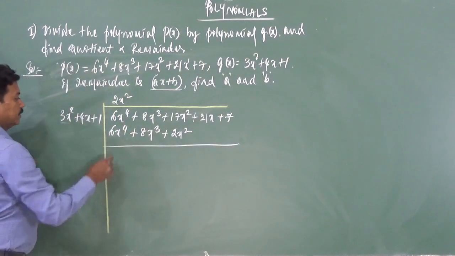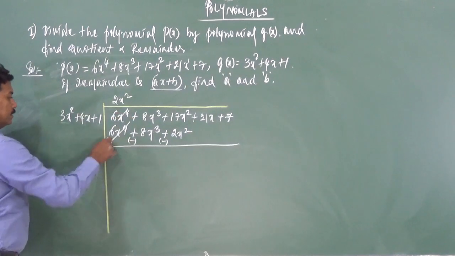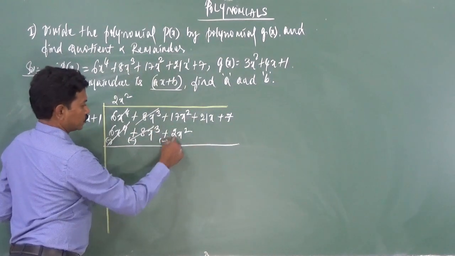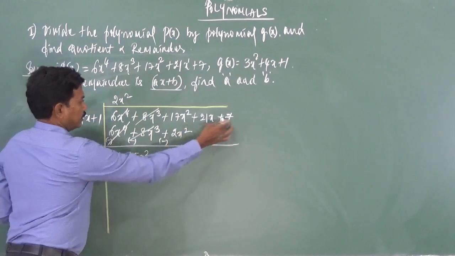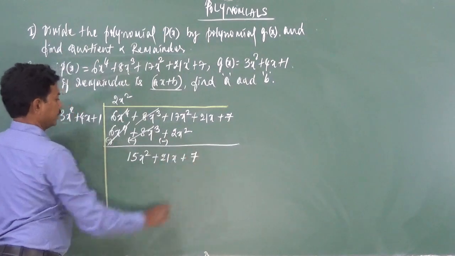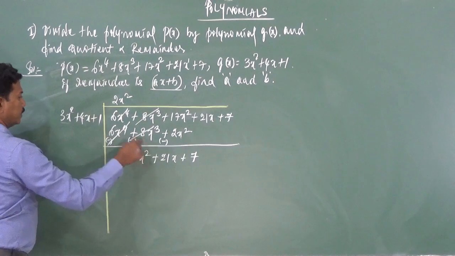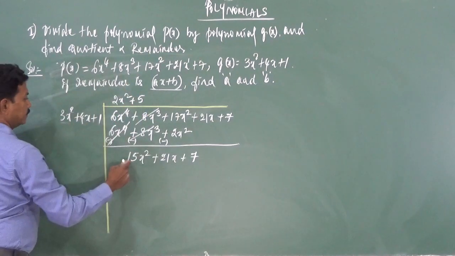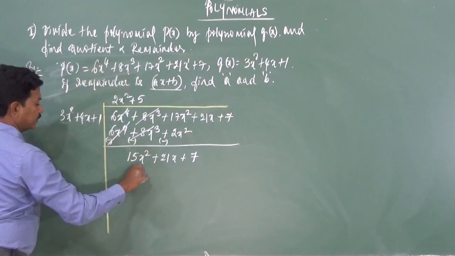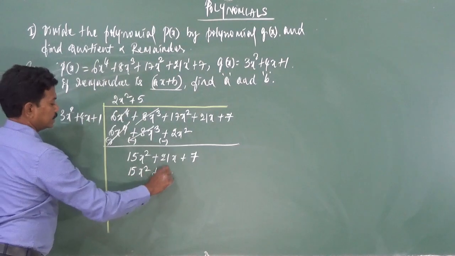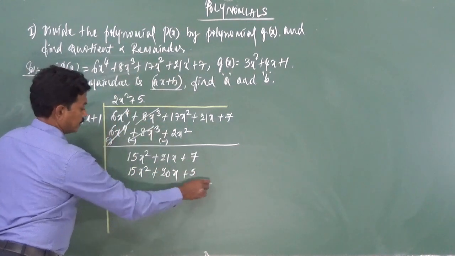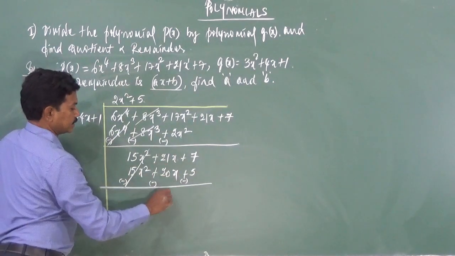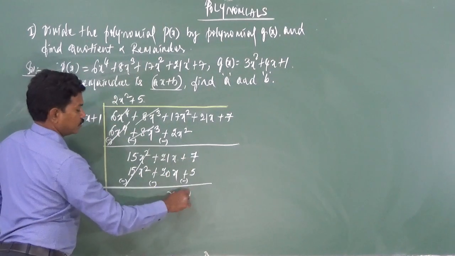Right, so we'll subtract this from this. Sign changes, it's minus, it's again minus. Plus 8x cube minus 8x cube also gets cancelled. Plus 17x square minus 2x square is 15x square, and these two terms get carried: 21x plus 7. Now 3x square into what gives you 15x square, so it is plus 5. 3x square into 5 is 15x square. Plus 4x into plus 5 is plus 20x. Plus 1 into plus 5 is plus 5. Subtract this from this, minus, minus, and this gets cancelled. 21x minus 20x is x, plus 7 minus 5 is 2. So that is x plus 2.